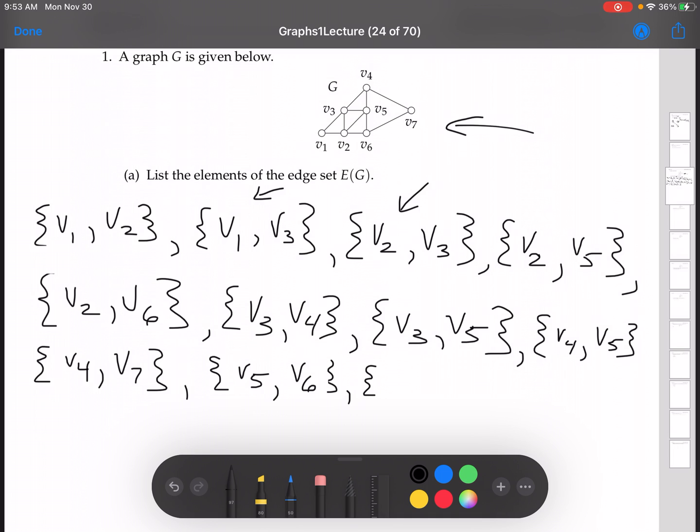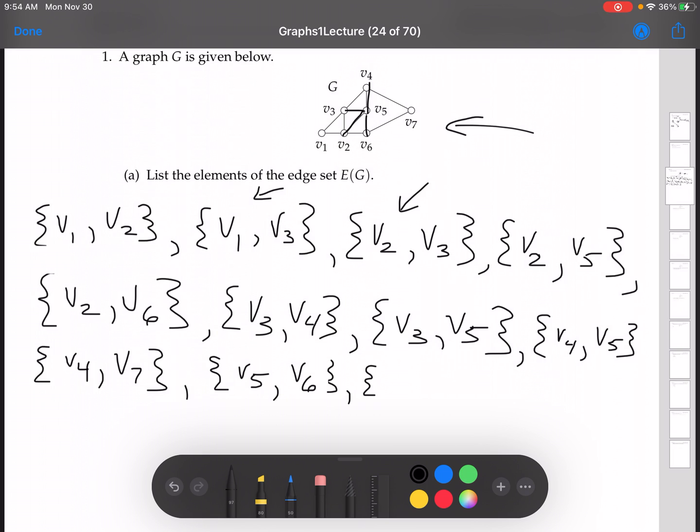And let's just check there. We had a V5, V2, we already did that. V5, V3, we did that. V5, V4. Right, so I'm just looking here. V5, V2, I already did that. V5, V3, I already did that. V5, V4, I already did that. V5, V6, I just did that one. Okay, that's all of them. That's all 5 of those edges that touch V5.